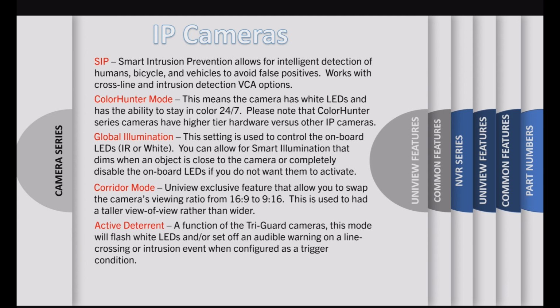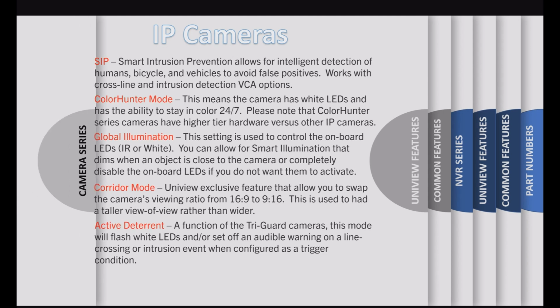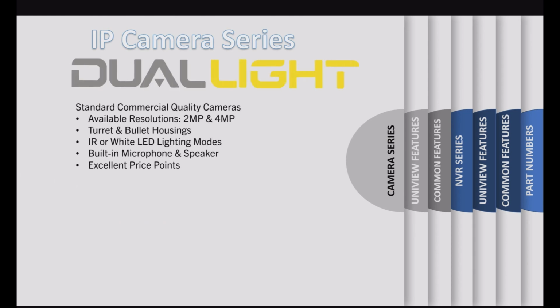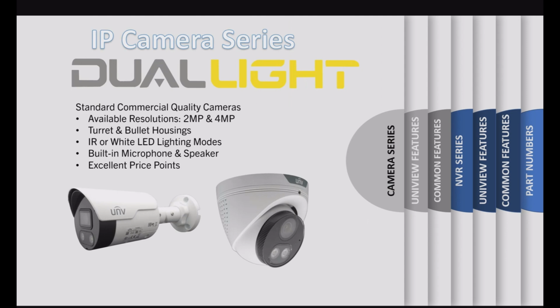Active deterrent is a function of the TriGuard cameras. This mode uses a combination of visual and audio deterrents to discourage someone from entering or remaining in an area. The dual light series of cameras come in either 2 and 4 megapixels, and these cameras have a selectable IR or white LED lighting mode. They also have built-in microphones and speakers.